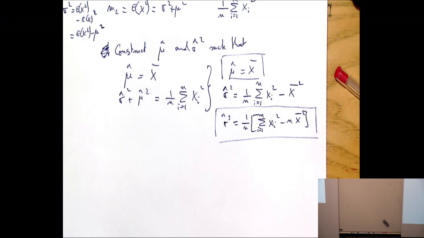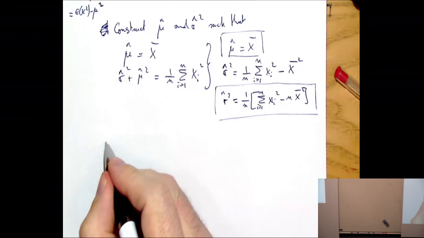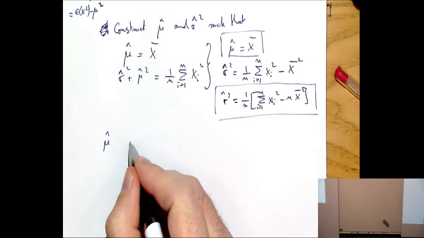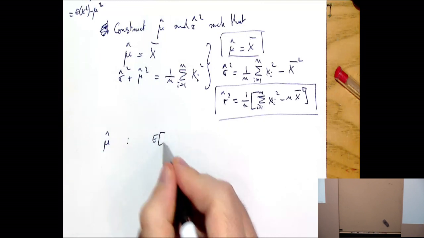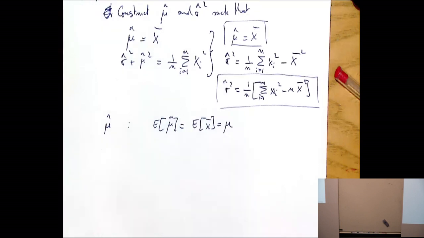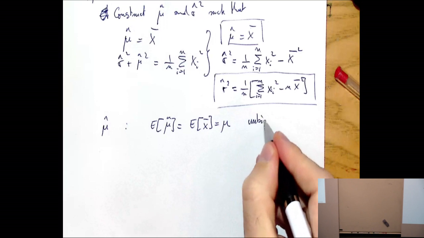Good. So is this biased, unbiased? So the first one, mu hat, right? We have that expectation of mu hat is expectation of x bar. This is the same as mu, right? So this is actually an unbiased estimator.